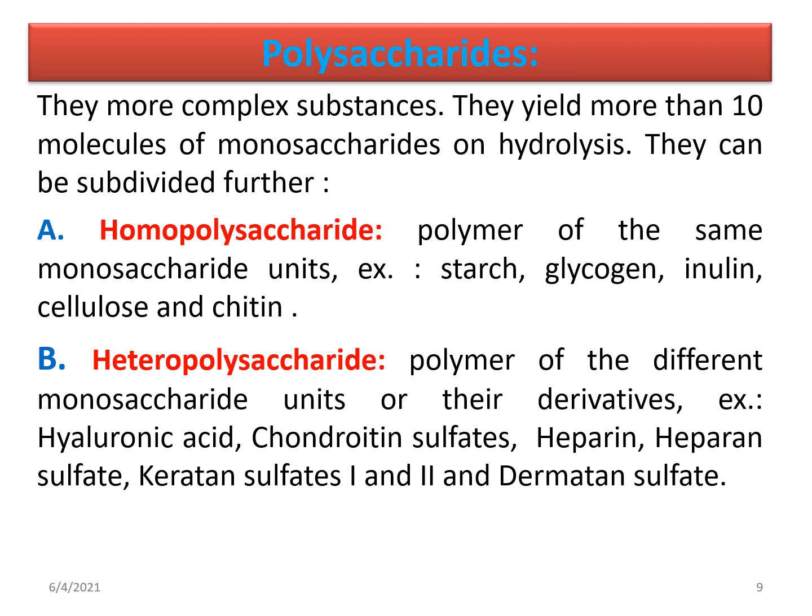Regarding polysaccharides, they are more complex carbohydrates. They yield more than 10 molecules of monosaccharides on their hydrolysis. These polysaccharides can be further subdivided depending on the type of monosaccharide they are derived from. They can be divided into 2 types. The homopolysaccharides are derived from the same type of monosaccharide. In other words, they are polymers of the same monosaccharide units.